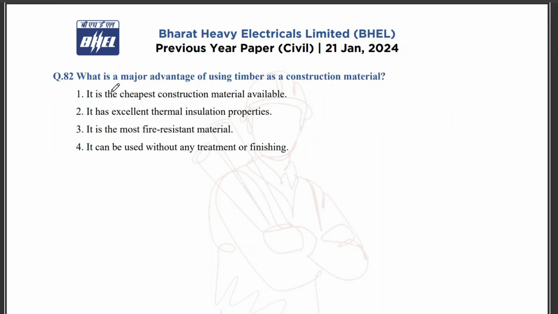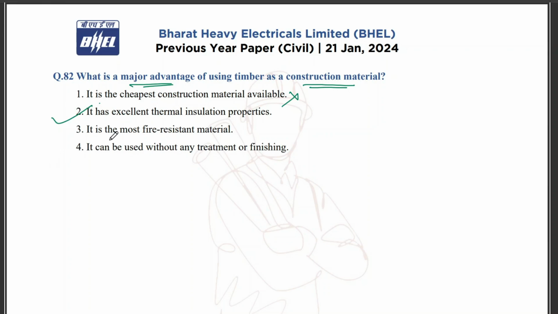Question number 82. What is the major advantage of using timber as a construction material? So timber is widely used in construction due to its natural thermal insulation properties. It has lower thermal conductivity, meaning it helps in maintaining indoor temperature by reducing heat transfer. So option number 1, it is the cheapest construction material available. No, it will not be the answer because it is not always cheapest. Its cost depends on types and availability.